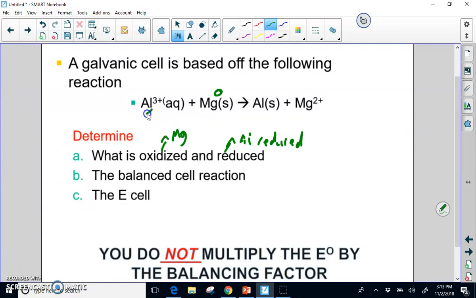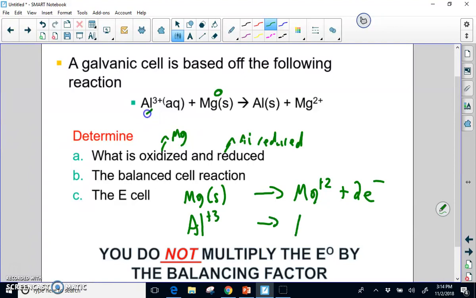Okay, I'm going to write the balanced half reactions here. So we have magnesium solid. Again, I'm doing the oxidation first, it doesn't matter. Going to magnesium +2. And we're going to generate 2 electrons, or lose 2 electrons. And those electrons are going to travel to the aluminum ion and become aluminum solid. And in order to do this, from +3 to 0, we have to have 3 electrons.